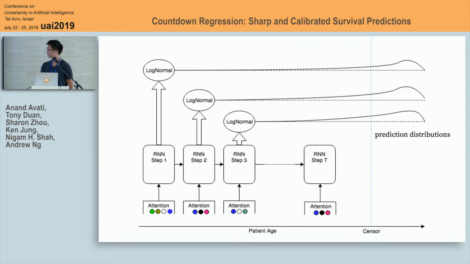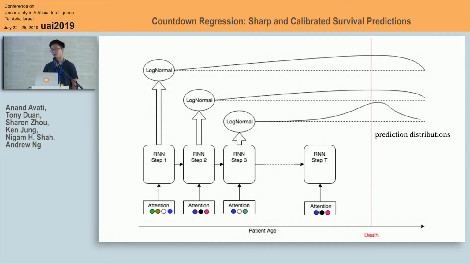Okay, so for the uncensored observations, which correspond to dead patients in the EHR, we maximize the likelihood, because we know their time of death.